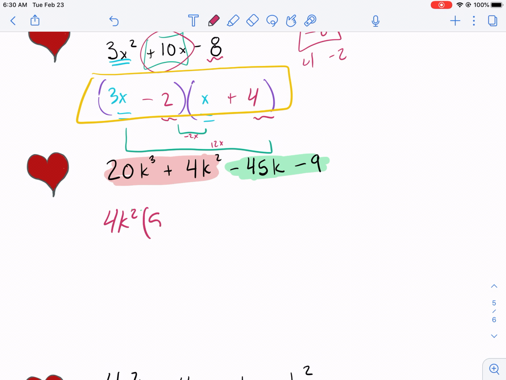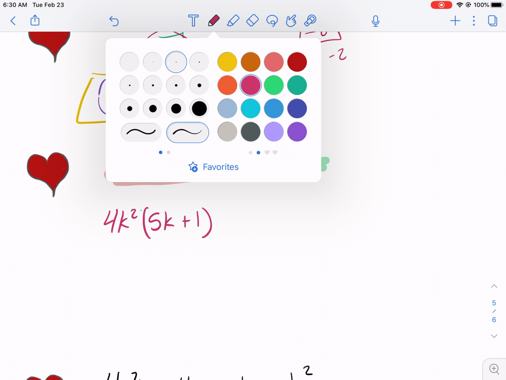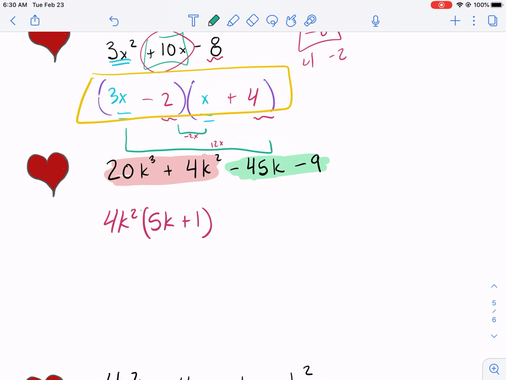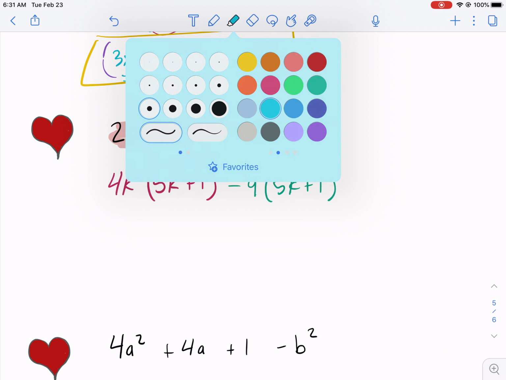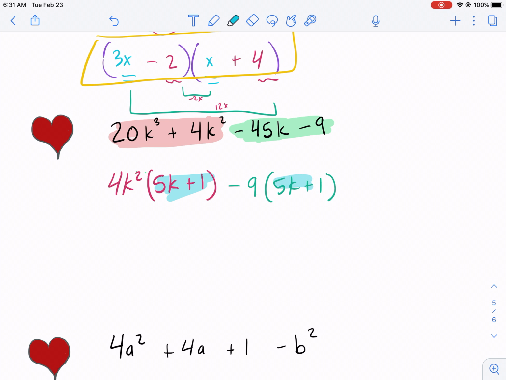What does that leave me? It leaves me 5k plus 1. Okay, now let's go over here to the green. My biggest common factor is negative 9. That leaves me 5k plus negative 9 times what gives me negative 9? Positive 1. You should see here that I have a 5k plus 1 and a 5k plus 1.